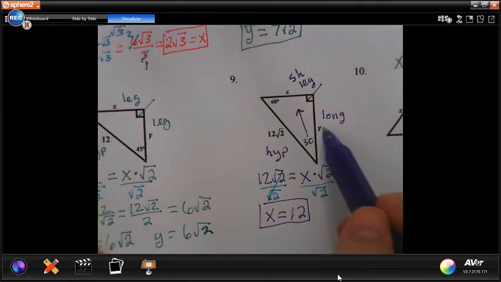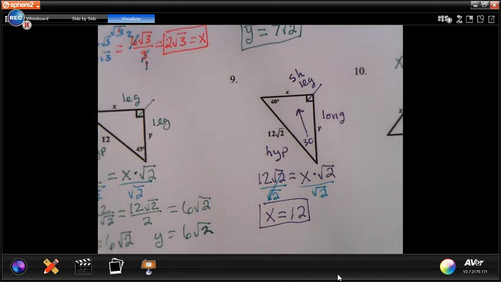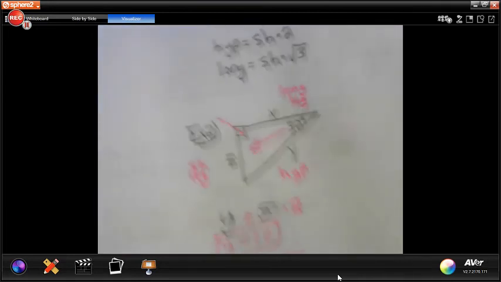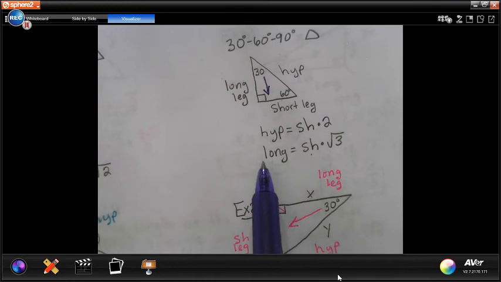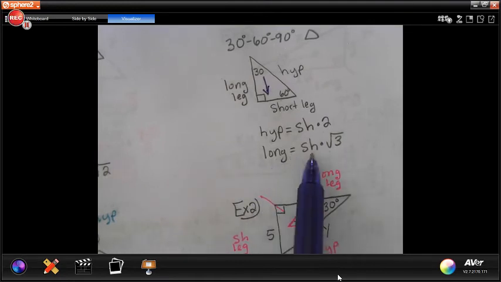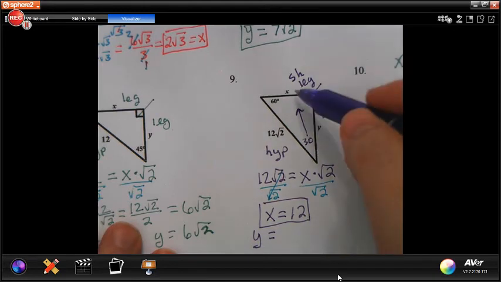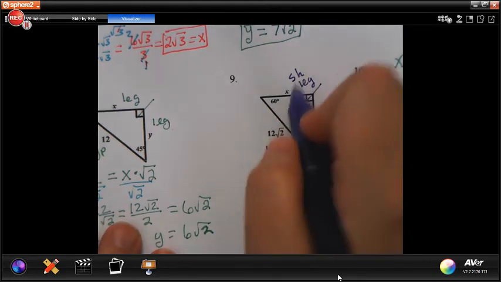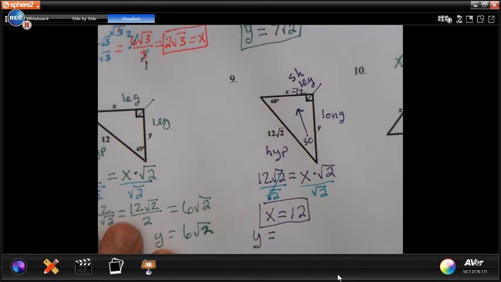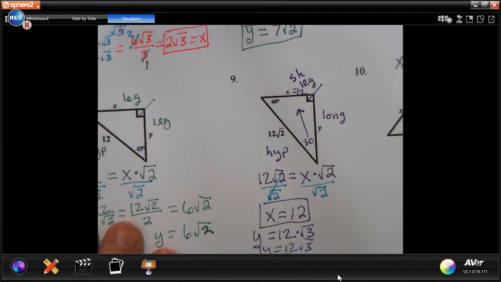for y is right here on the long leg. So we use the long leg formula. Back to my formulas. Long leg formula is long leg equals short leg times radical 3. Okay, long leg is y equals short leg, which it says x here, but I know that x equals 12. So instead of using the variable x, I'm going to use 12 times radical 3. So y equals 12 radical 3. And there we go. We're done with that problem.